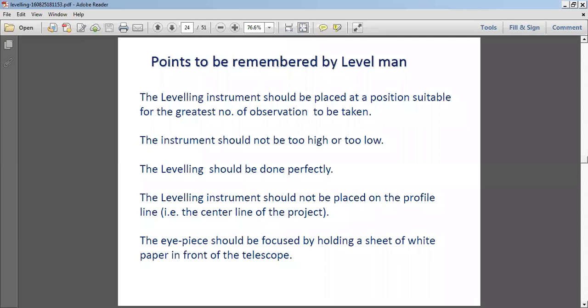There are some points to be remembered by the level man, the person who is taking the reading through the eyepiece or standing at a station point. First, as we already discussed, we have to place the tripod stand or station where we can get the maximum readings from that point. So we don't need to change the station again and again.